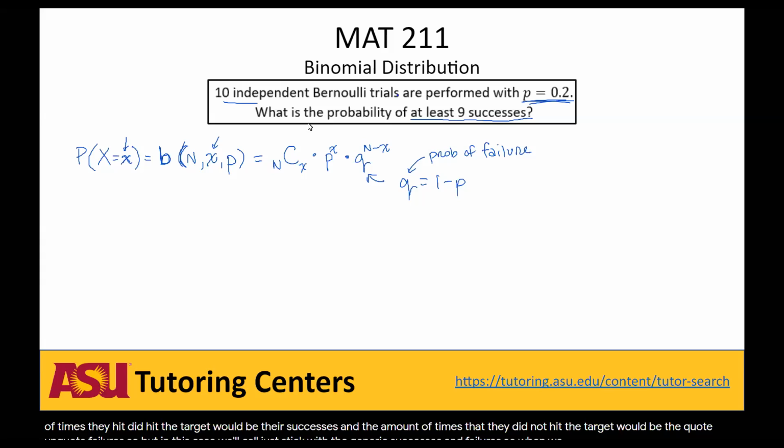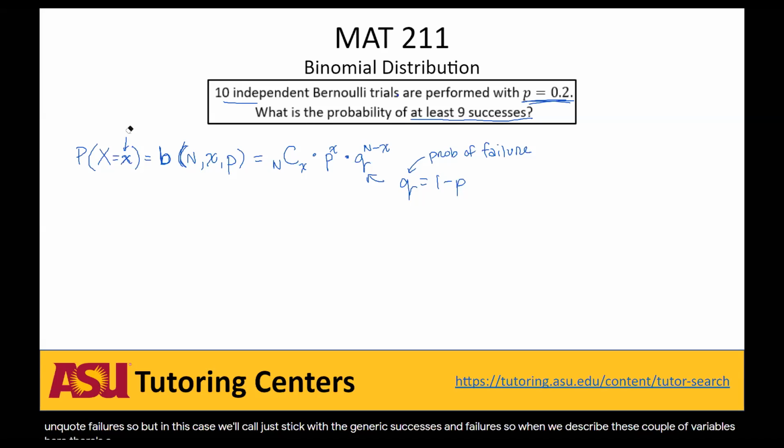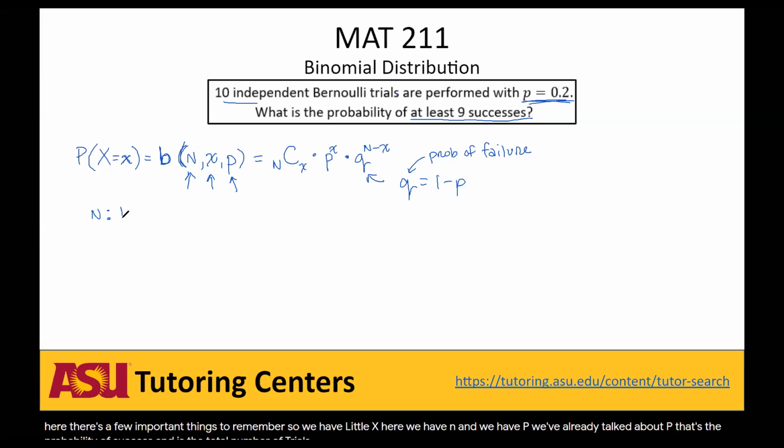So when we describe these variables here, there are a few important things to remember. We have little x, we have n, and we have p. We've already talked about p, that's the probability of success. N is the total number of trials. And little x here is going to be the number of successes, the number of target successes.